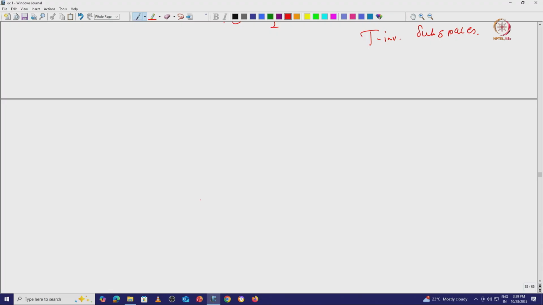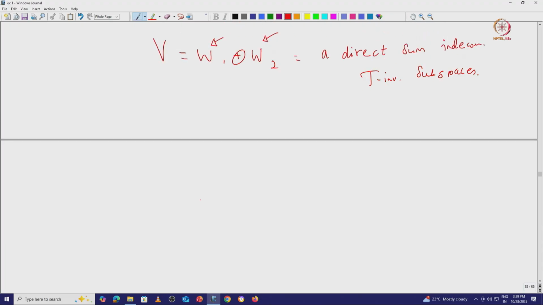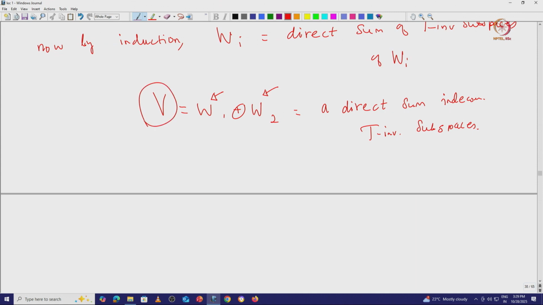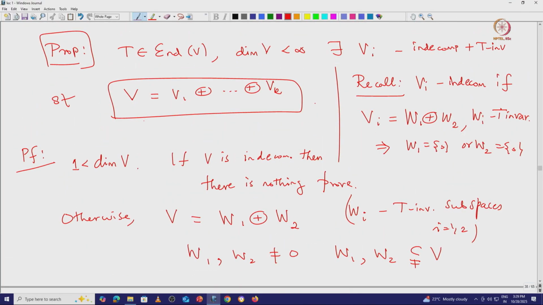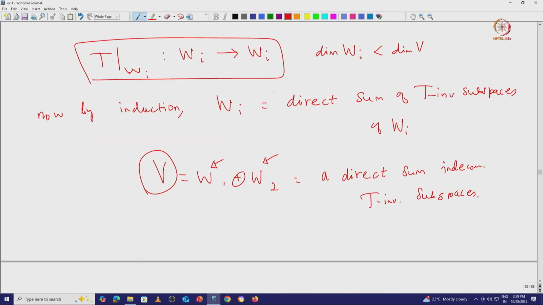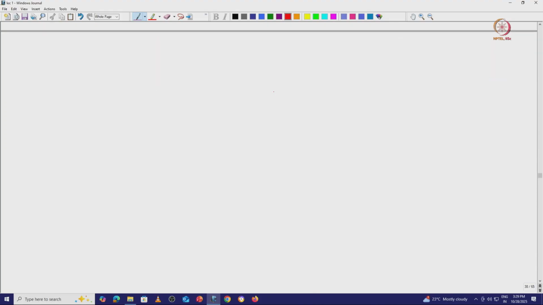But here we wanted to write the given vector space as a direct sum of T invariant subspaces. This result guarantees theoretically that it can be achieved, but computationally we need to look for some algorithm so that we will actually be able to achieve this. Otherwise, there is no use of this. So that is what we want to do now. Our task is to actually achieve this decomposition.